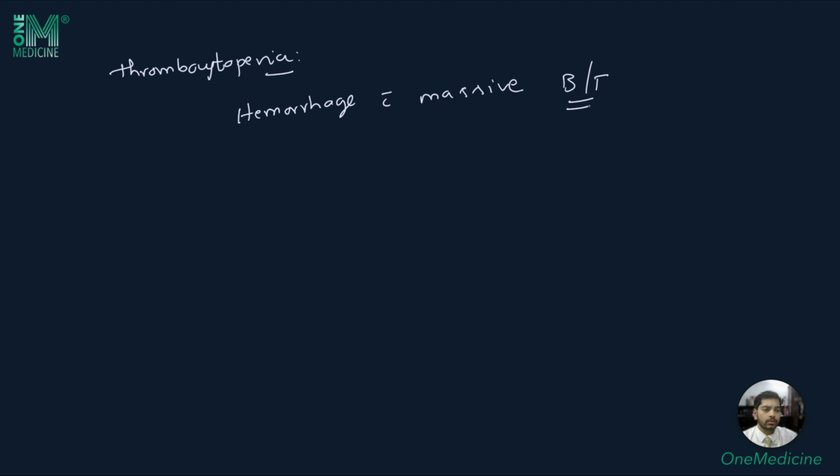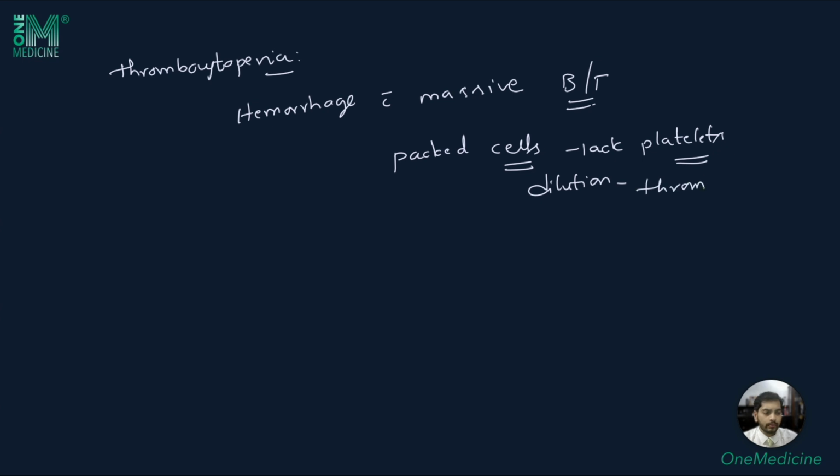Another common clinically relevant condition where thrombocytopenia is encountered is hemorrhage with massive blood transfusion, especially blood transfusion with only packed cells, as this clearly lack platelets, leading to a dilution and thrombocytopenia.